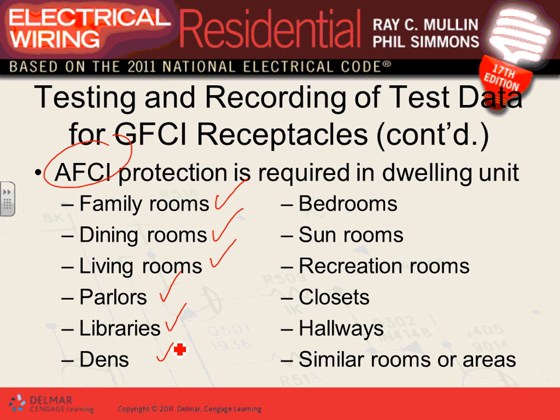Look at this. From family to dining to living to parlor to libraries, dens, bedroom, sunroom, recreation room, closets, hallways, and similar areas. The only exception is unfinished basements, any place where you have a GFCI. Think about it. The places that you need a GFCI in are excluded. In 2014, guys, I believe they added the laundry, and they also added the kitchen. And AFCI is required on both receptacles as well as lights. GFCI is only required on what? Receptacles. On receptacles.